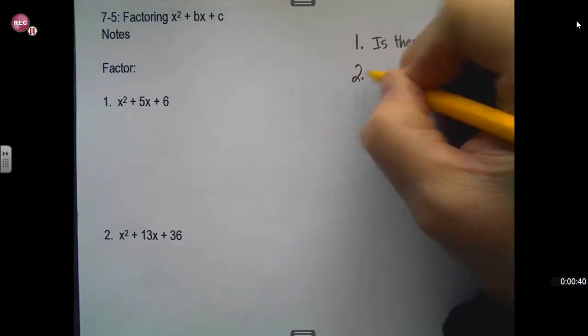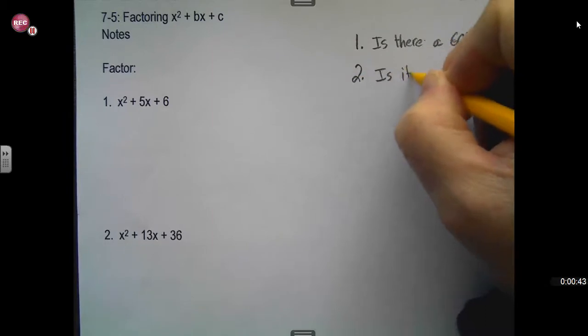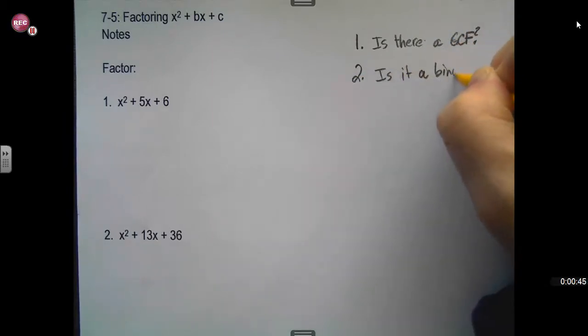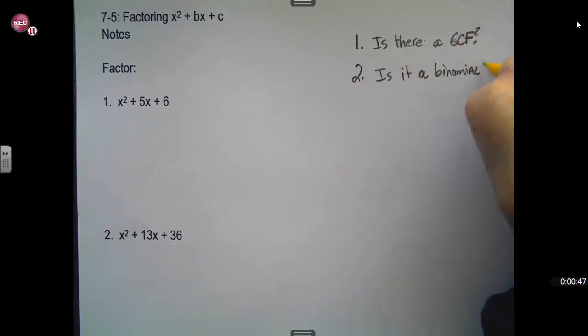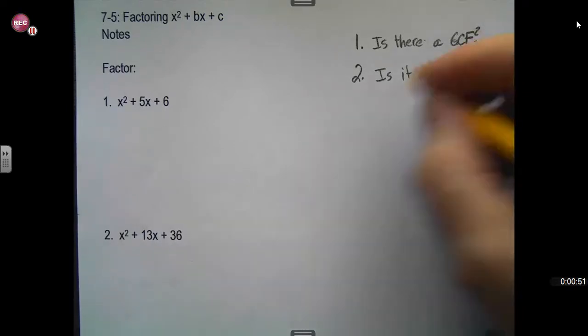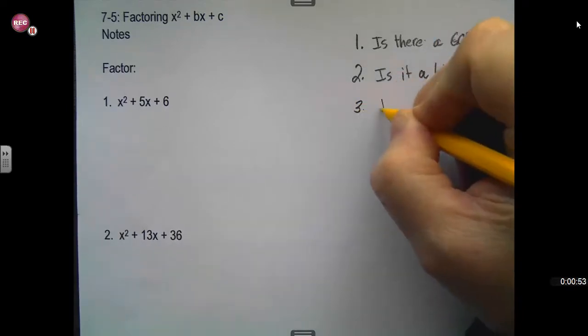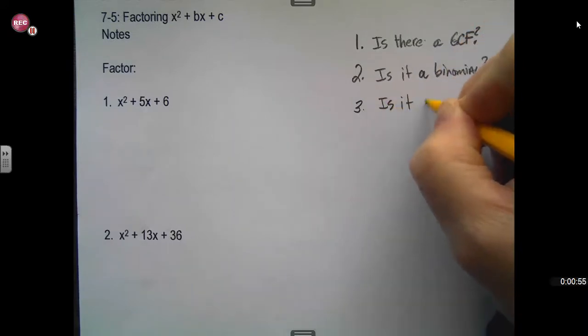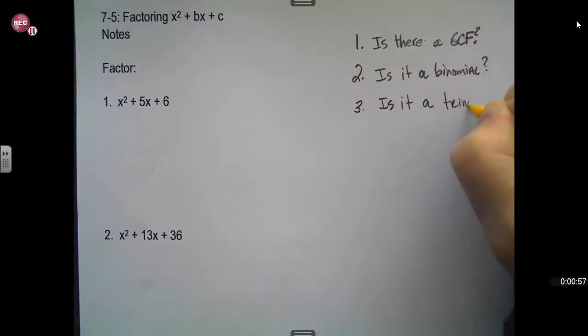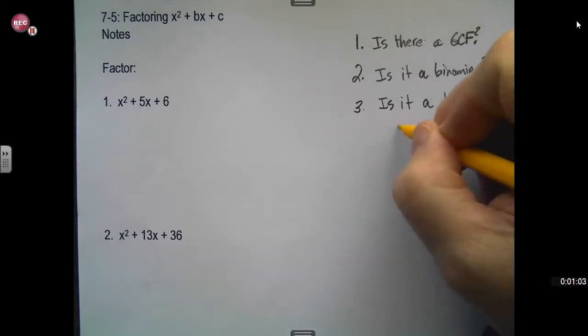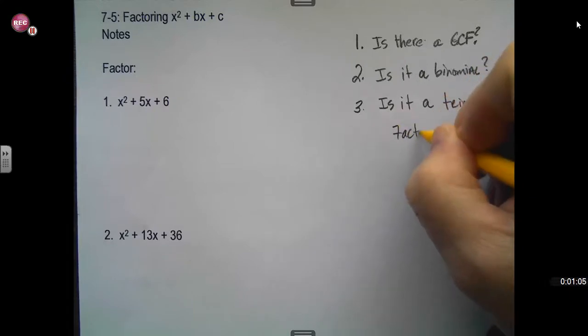The second question I ask is, is it a binomial? And if it is, we have a certain way to factor a binomial. And then the third question is, is it a trinomial? And if it is a trinomial, then what I like to use is something that I call a factor puzzle.